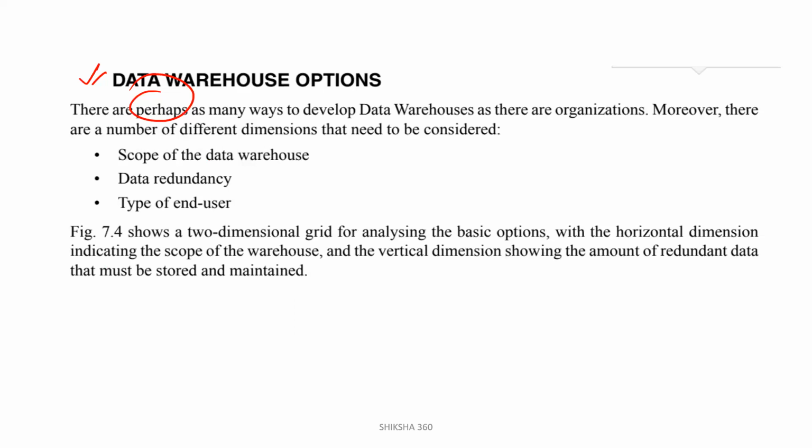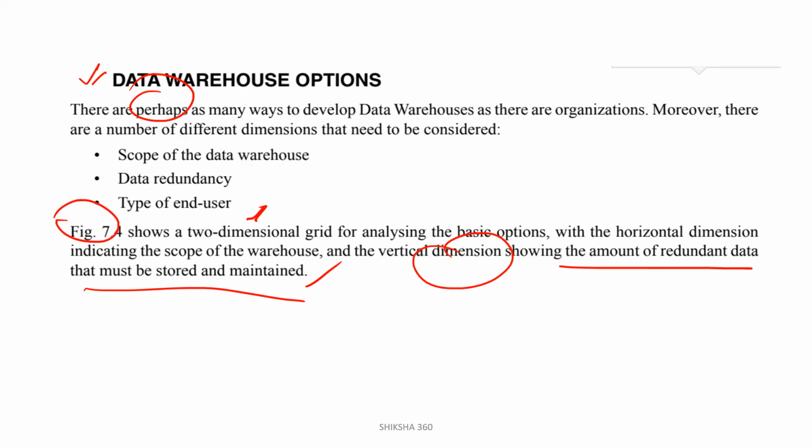Figure 7.4 shows a two-dimensional grid for analyzing the basic options, with the horizontal dimension indicating the scope of the data warehouse and the vertical dimension showing the amount of redundant data that must be stored and maintained. I think I forgot to include that image. I will include it in the next session.